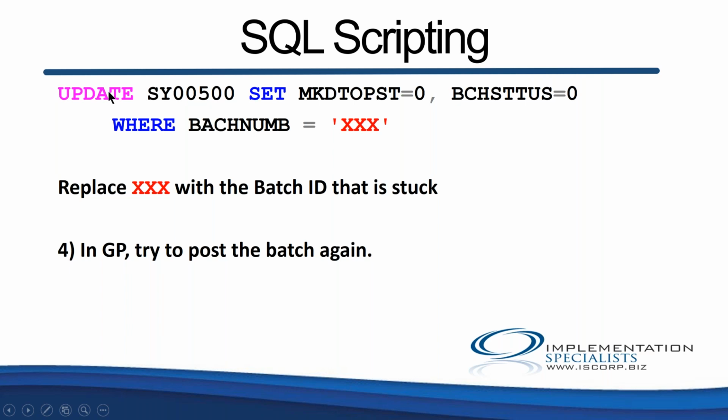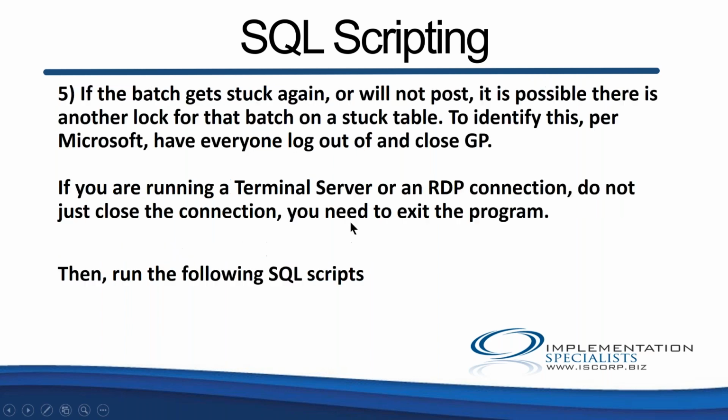So what we need to do is set them to 0 here. And this is an update: set mark to post and batch status to 0 where batch num equals, and then again, replace that with your batch ID. And then you hop back into GP and try to post the batch again. This works most of the time. Those two, that one delete and that one update script, in most cases do clear everything up and get everything moving. If it fails, there might be a couple of other entries that have put a lock on there, but usually they won't. Usually they clear out a lot easier than that Dynamics SY800 table here.